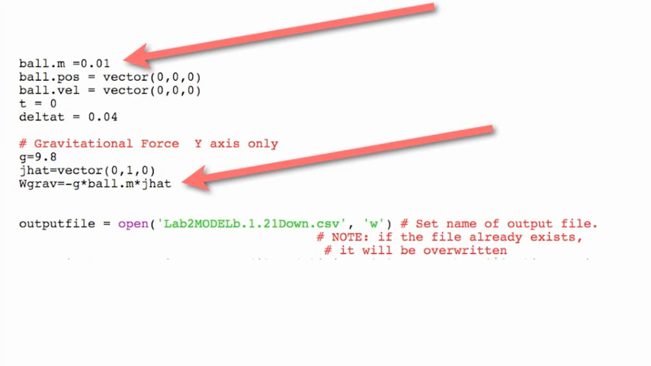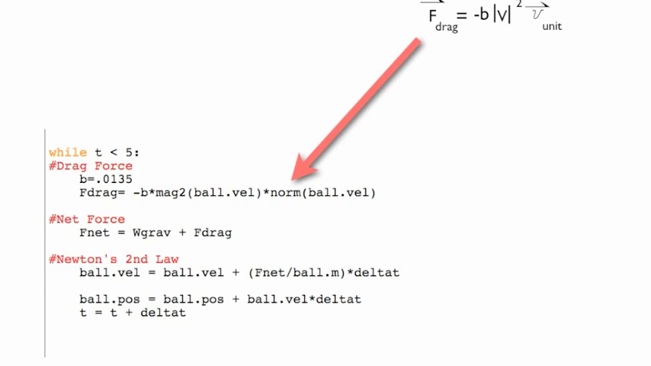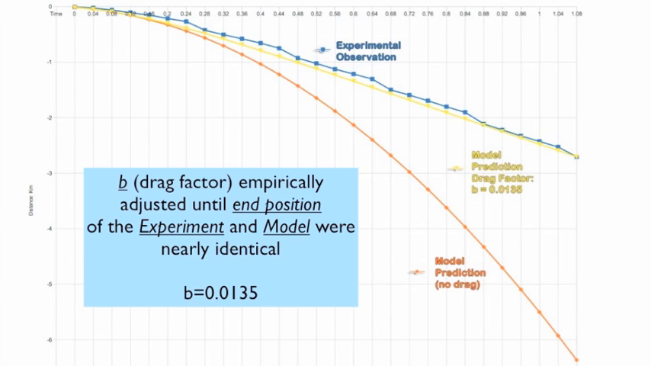This is the Python code for this study of the computer-generated model. This is the recursive loop in which the gravitational forces and the drag forces are combined and used in Newton's second law. Correction, this is the graphical display of the experimental data as well as the computer prediction.